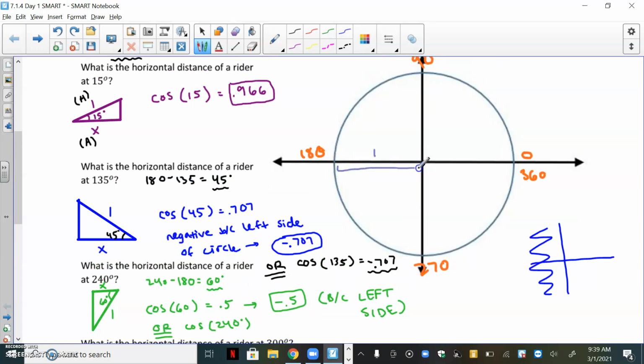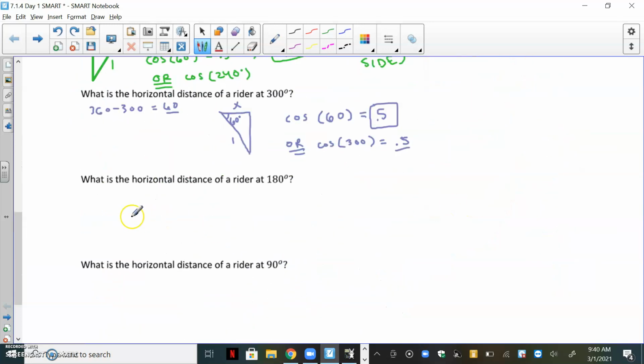Right, this whole segment is 1. However, because it's on the left side, we have to call it negative. Similarly, on this side, the distance horizontally would be positive 1. It's positive this time because it's on the right. So here we know that the cosine of 180 is negative 1.